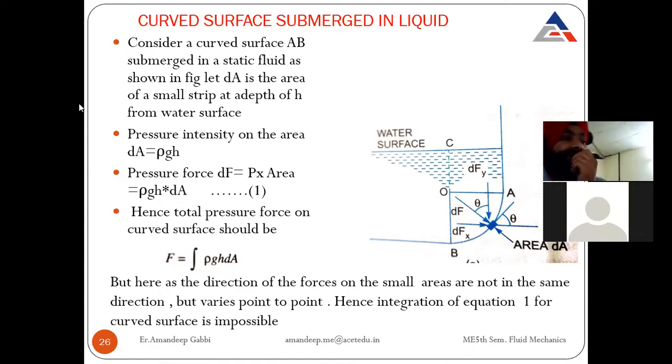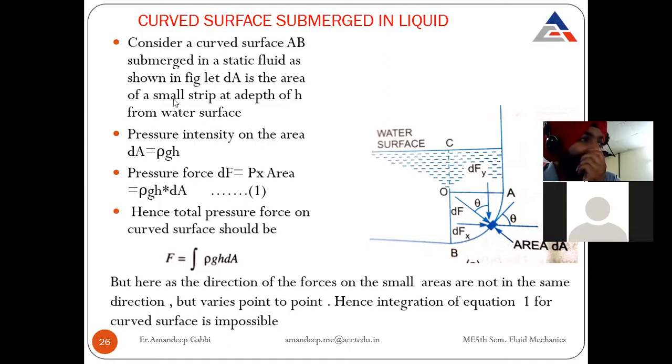Now let us consider a curved surface AB. This is A and this is B. This is the curved surface. We are assuming it is in a static fluid as shown in the figure. It is static, it is not moving. That fluid is not moving, it is standing still.